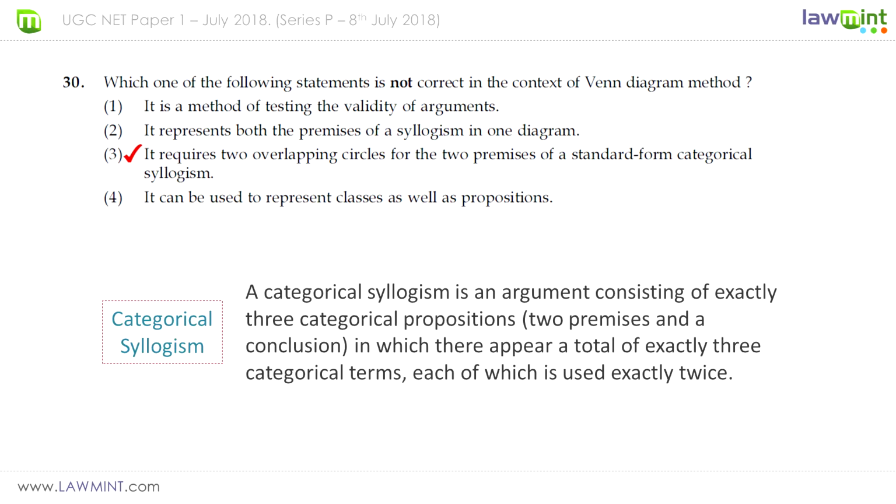Option 3 is not correct because it says a Venn diagram requires 2 overlapping circles for the premises of a standard form categorical syllogism. Now when we look at the definition of a categorical syllogism, it says that a categorical syllogism is an argument consisting of exactly 3 categorical propositions, 2 premises and a conclusion. So we need at least 3 circles to represent a categorical syllogism. Therefore, statement 3 is wrong, and that is the answer for question 30.